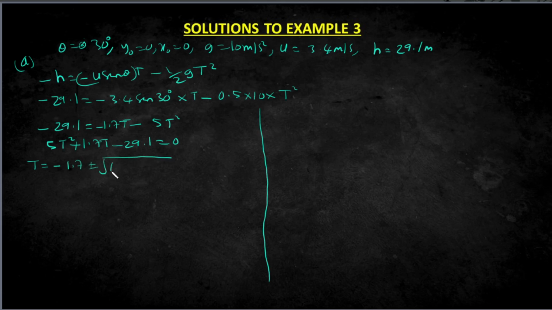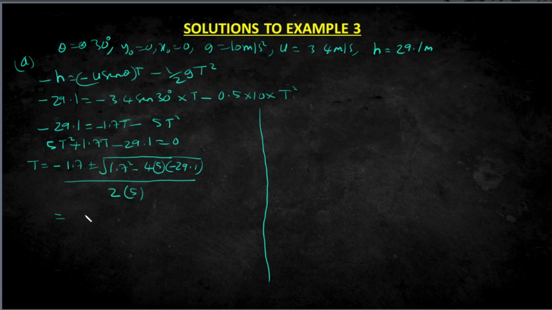So therefore t is going to be minus b, which is 1.7, plus or minus the root of 1.7 square minus 4 times a, where a is 5, and c is minus 29.1, all divided by 2a. What is the a? Our a is 5.